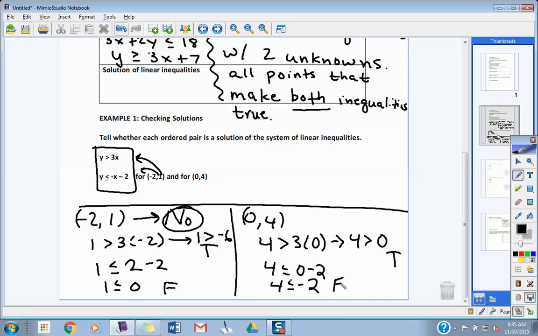So is this going to turn out to be true? False. So is that a solution or not? Not a solution, is it? Not a solution. So in other words here, you have to make how many inequalities true in order for a point to be a solution? 2 of them. Okay, so both cases here, are either one of those points a solution? The answer is no. Okay, the answer is no.